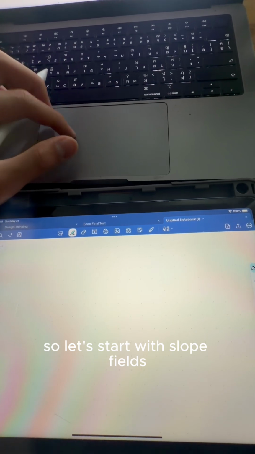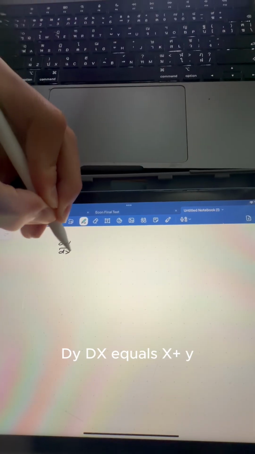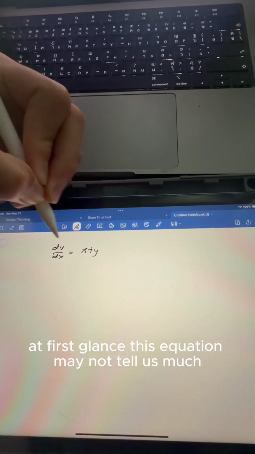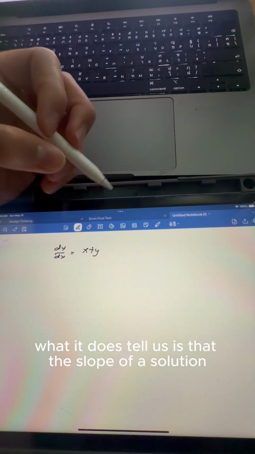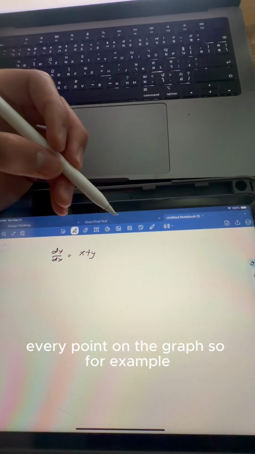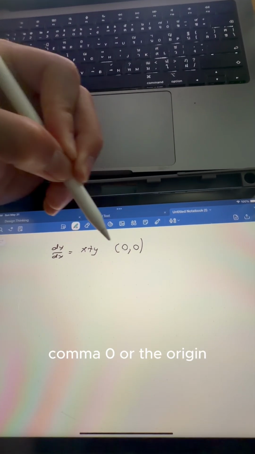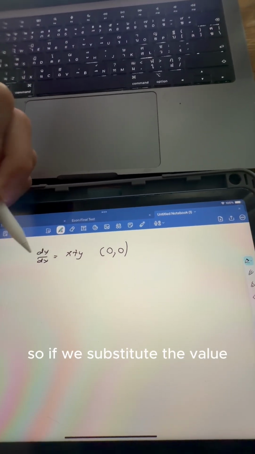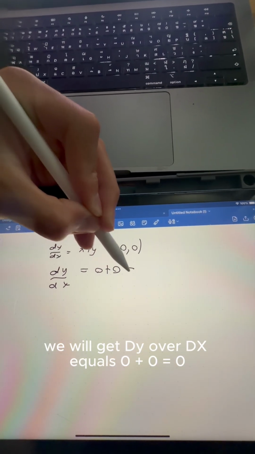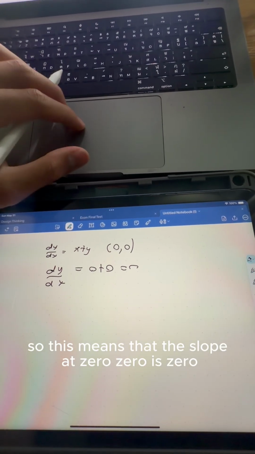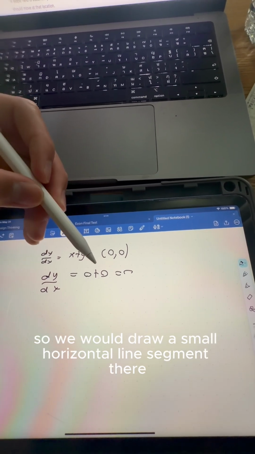So, let's start with slope fields. Suppose I gave you a differential equation, dy/dx equals x plus y. At first glance, this equation may not tell us much. However, what it does tell us is the slope of a solution at every point on the graph. For example, let's look at the point (0, 0), or the origin. If we substitute the values, we get dy/dx equals 0 plus 0 equals 0. This means that the slope at (0, 0) is 0. So we would draw a small horizontal line segment there.